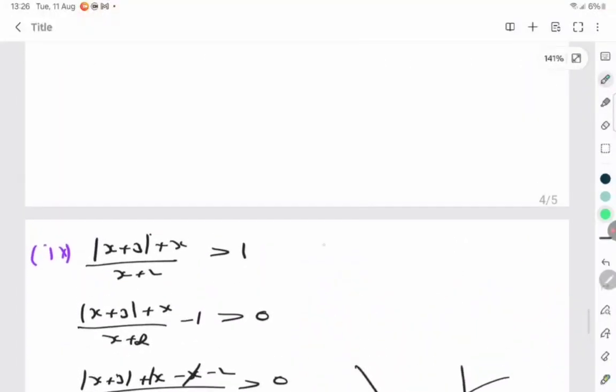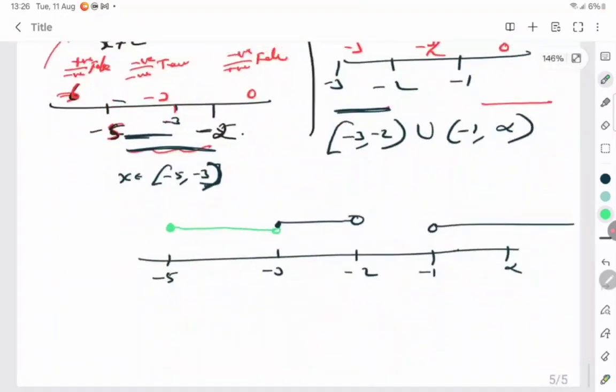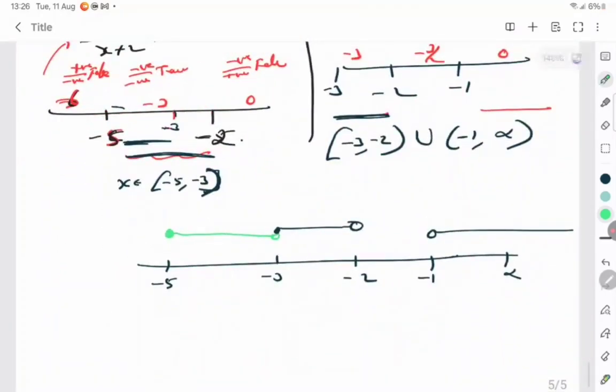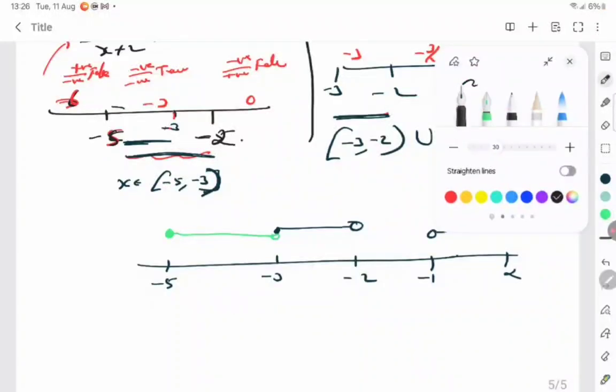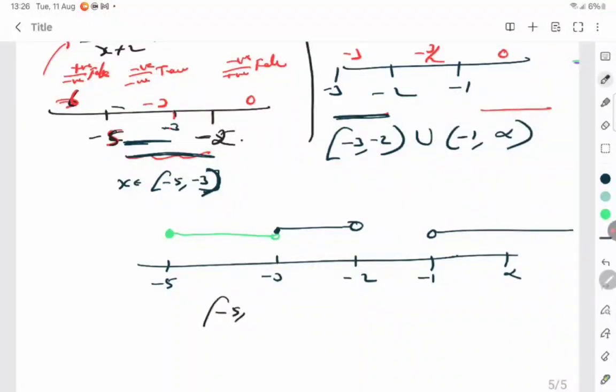Minus 3 plus 3 is 0, but you still have a minus 3. Minus 3 plus 2 is minus 1, and minus 3 by minus 1 is positive. Super. So you can include minus 3, and if you have a doubt you can see that. Hence the answer is minus 5 inclusive to minus 2 not inclusive, union minus 1 not inclusive till infinity. That should be the answer.